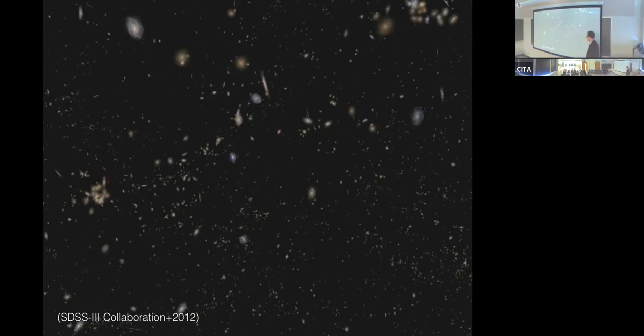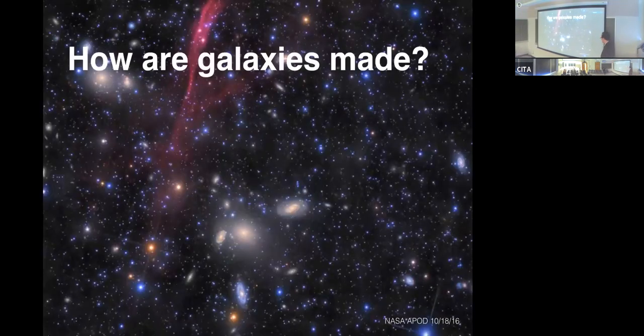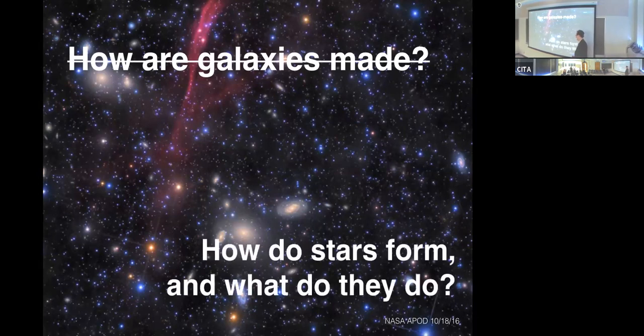So without further ado, I would say that my big question is, how are galaxies made? Now, that might be a little bit of a red herring, because really the question that I have and want to share with you today is, how do stars form and what do they do? Because how galaxies are made really is just the story of star formation, I think, because after all, the definition of a galaxy is just a whole bunch of stars in one place. We later figured out there's dark matter and all sorts of other stuff, but really it's stars.